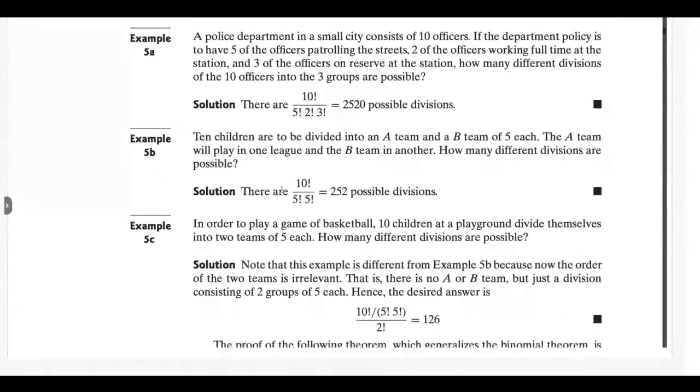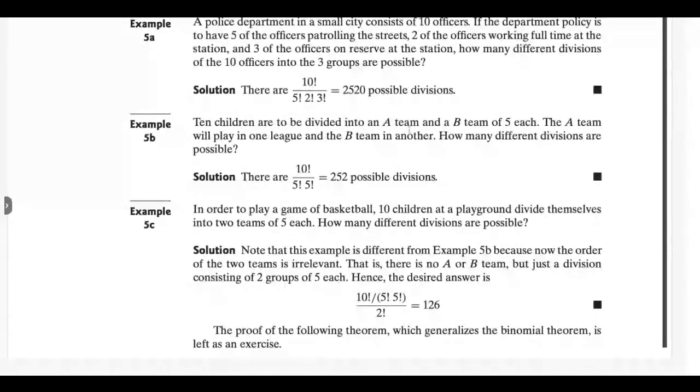Let's see 5B. 10 children are to be divided into A team, B team of 5 each. So n equals 10, n1 equals 5, and n2 equals 5. How many different divisions are possible? Basically, division means how many different ways to group them. So 10 factorial divided by 5 factorial divided by 5 factorial, which is 252 possible divisions. Easy.